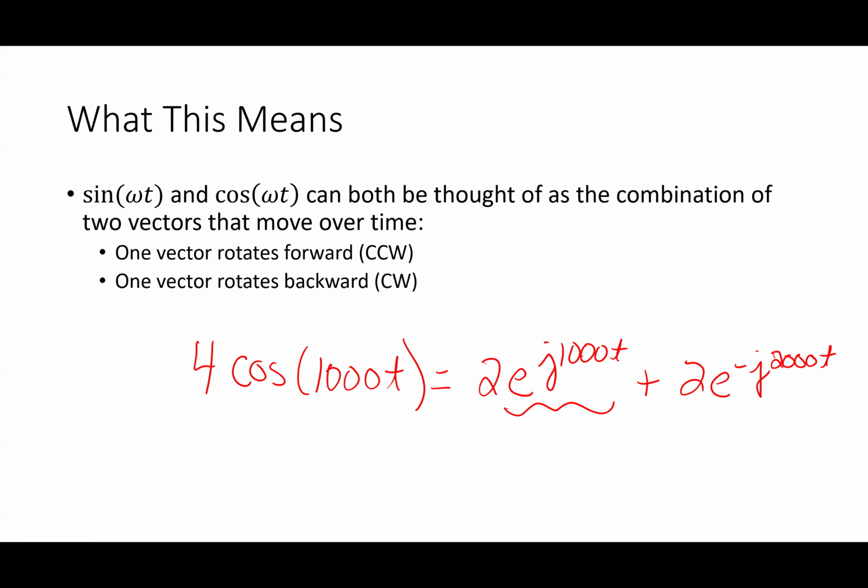That is basically a complex number, right? When I say e to the j 1000 t, this guy is a complex number. What's the length of it? Always 1. What's the length of e to the j 1000 t? 1. What's its angle? It depends on the time, right?